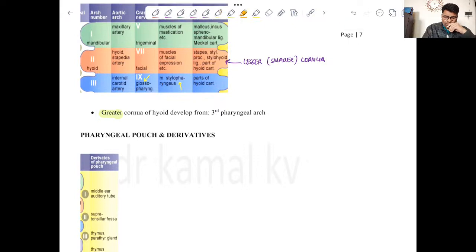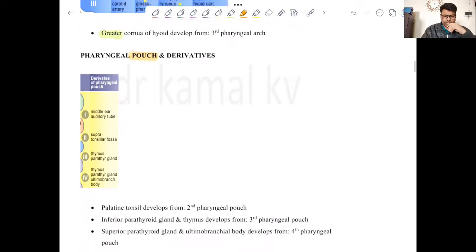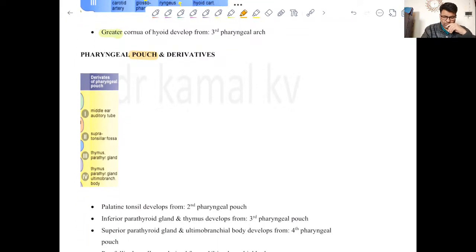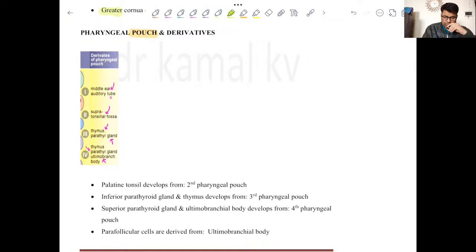Now pharyngeal pouch. Don't confuse pharyngeal arch with pharyngeal pouch. Pharyngeal pouches are different. So you can see middle ear, auditory tube by first pharyngeal pouch, supratonsillar fossa and tonsil by second pharyngeal pouch, then thymus and some part of parathyroid from third pharyngeal pouch, again some part of parathyroid and ultimobranchial body from fourth pharyngeal pouch. So if someone asks you palatine tonsil, the answer has to be second pharyngeal pouch.